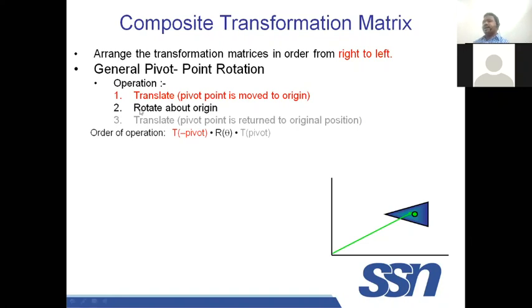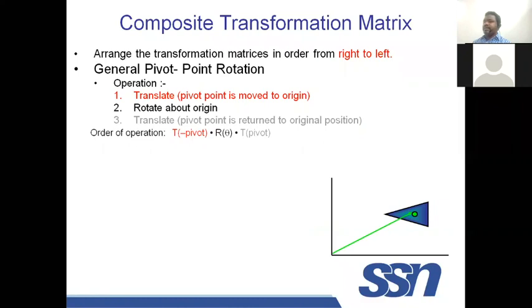If you look at this, the order of operation is: first I am translating the pivot point to the origin. That is the first step. Second step, rotation about origin. So first step, translate the pivot point to the origin. It has been moved. Second step is rotate about the origin. Third operation is translate the pivot point to its original position. This is the rotation.